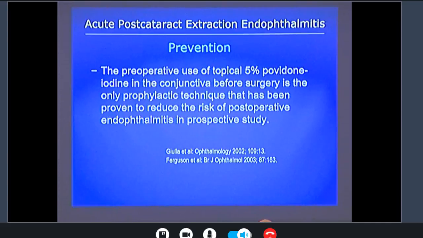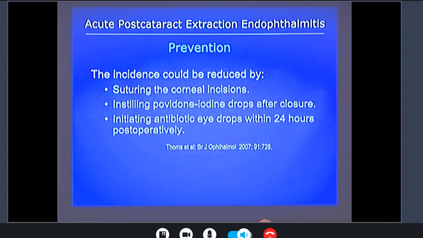If you go to our emergency room, you will see that even if you want to remove a corneal suture, you have to wash the conjunctiva with povidone iodine because of the risk of having endophthalmitis after removal of corneal sutures. We have seen few cases since that time. It is written in the emergency room, before you remove a corneal suture, you have to wash the conjunctival sac with povidone iodine. So the incidence also was reduced by suturing a corneal incision. So sutureless corneal incision should not be done. You have to suture the cornea. And also this study showed that if you put a drop of povidone iodine after closure, this will also reduce the risk.